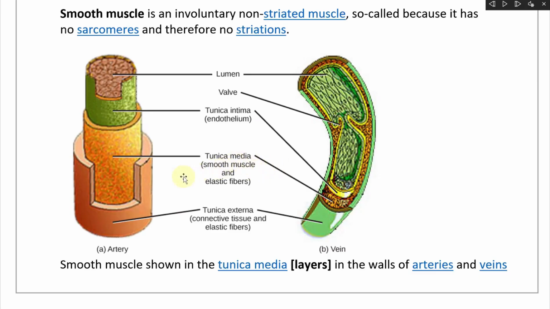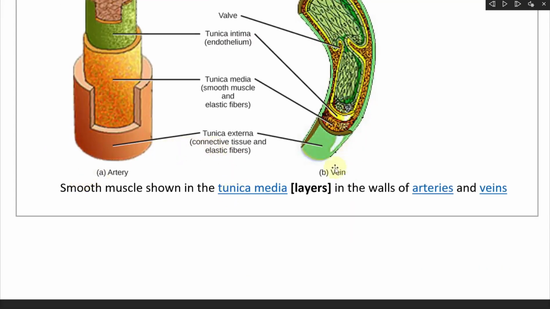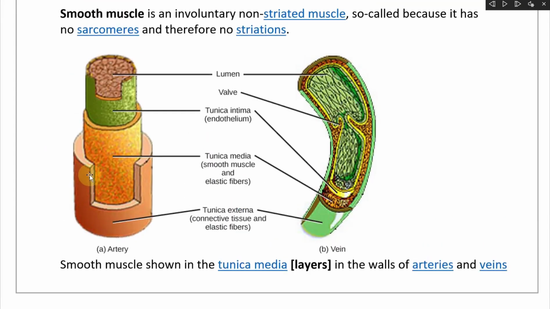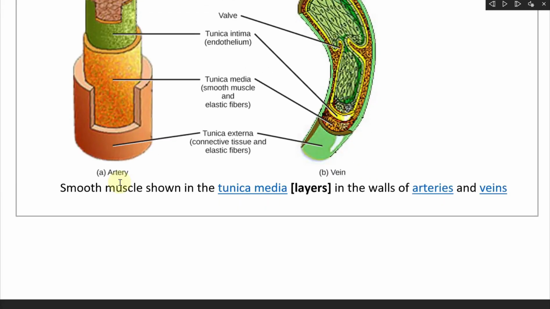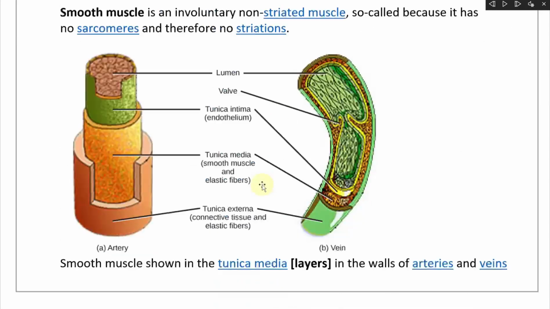Then there's the tunica media, smooth muscle and elastic fibers around there, and the tunica externa, connective tissues and elastic fibers. There's an artery and there's a vein. So you have the smooth muscles in the tunica media, these layers in the walls of arteries and veins. You have these smooth, non-striated setups, and look how it's a whole bunch of stuff all together. It's non-striated, not in a stripe pattern like this.